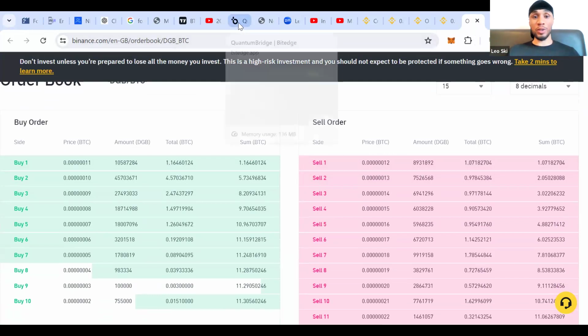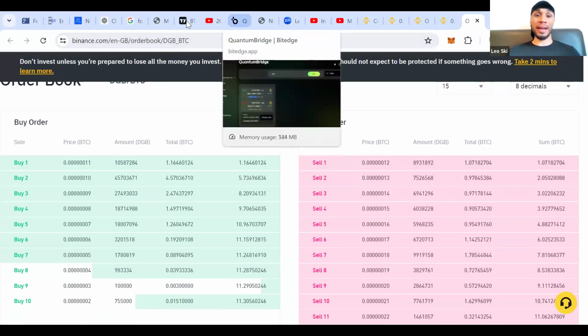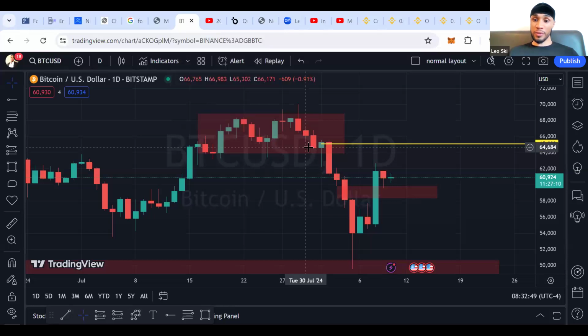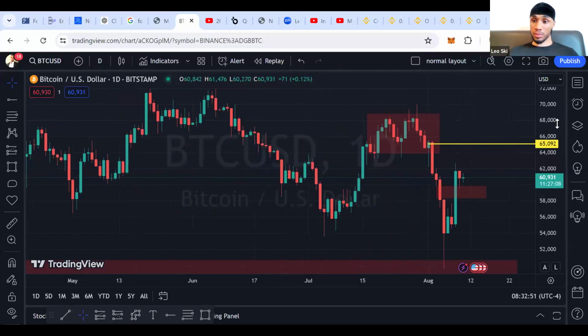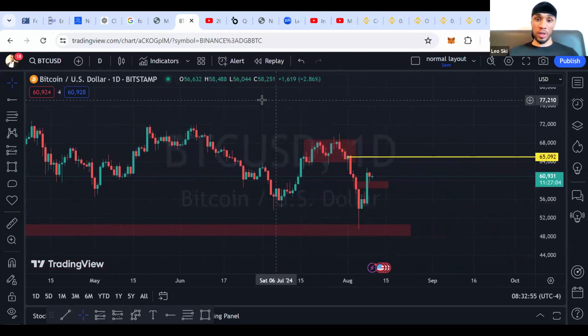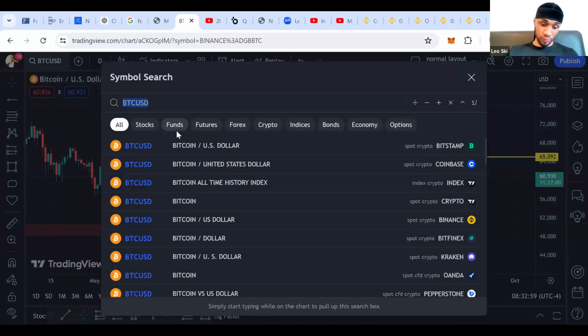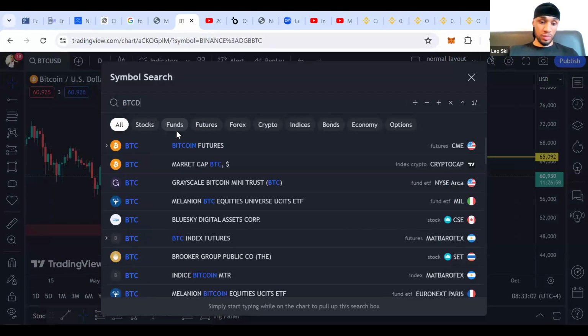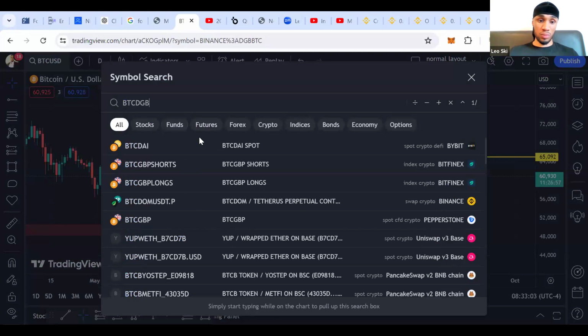Now, again, the next thing that you can look at if you want to do your analysis to find out how long the trade should be taking is obviously the charts. Okay, if you know how the charts work, then of course you can go into the charts and you can look at, as an example, Bitcoin DGB or DGB Bitcoin. Okay, I always get it wrong.